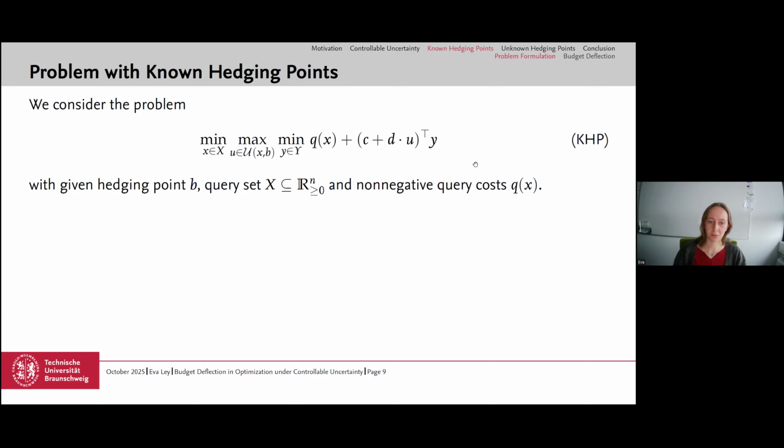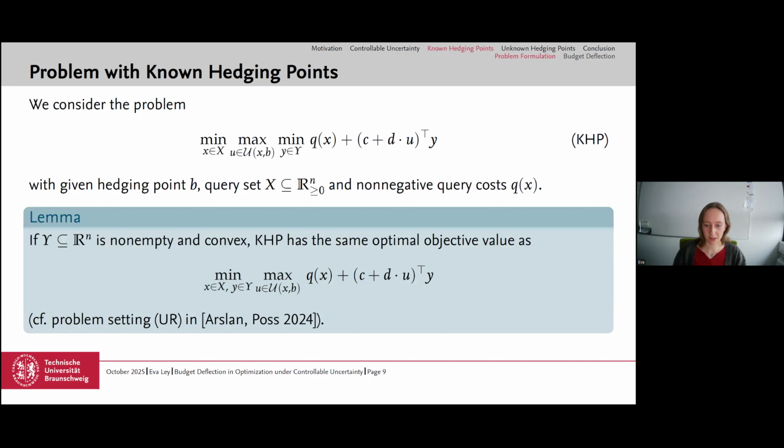Now, this problem is very similar to a problem that I showed you at the beginning under an additional assumption, and that is if this set Y is non-empty and convex, then this problem KHP has the same optimal objective value as if I just choose those two innermost decision stages, so that we really have this problem setting of uncertainty reduction and robust optimization that was also studied by Aslan and Post, and where you can find a robust optimization webinar talk also online, I think. So under this assumption, you can always also just think about their setting, and then we have some solution methods from them. We have some complexity results.